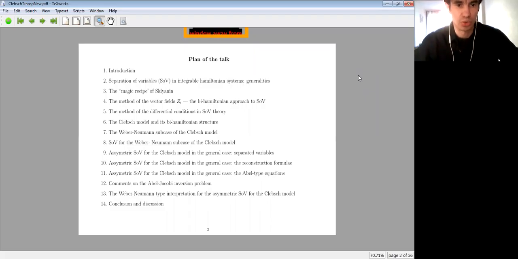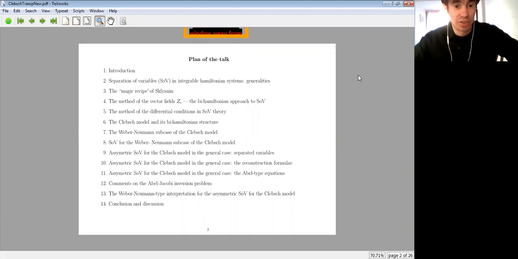Then I will pass to the Weber-Neumann subcase of the Clebsch model and separation of variables for it, which is well known. I remind you because it will be necessary in some sense. Then finally, I will come to asymmetric separation of variables for the Clebsch model, and we'll discuss separated variables, the reconstruction formula, and the Abel type equation.